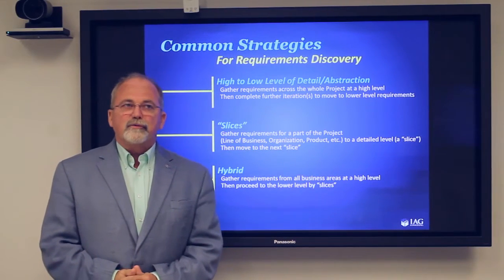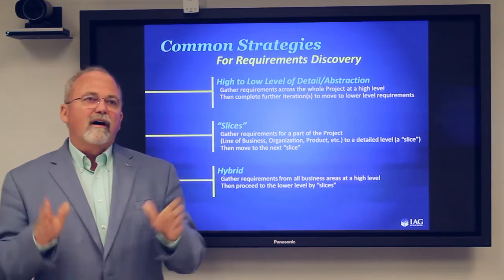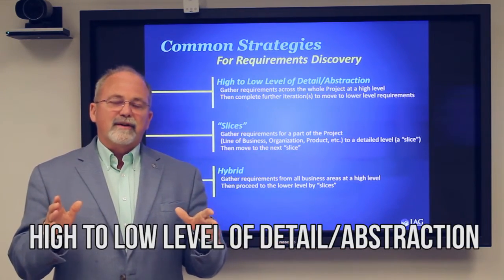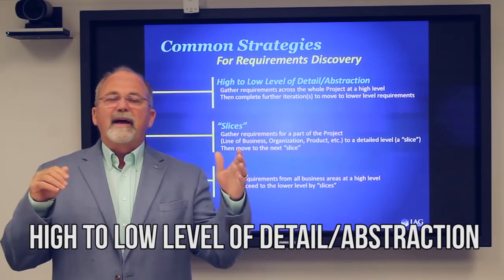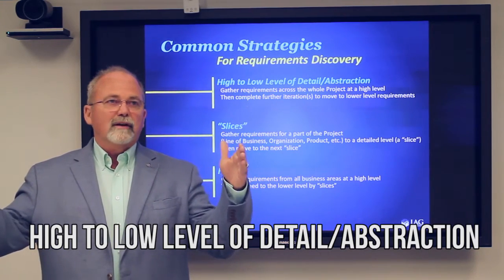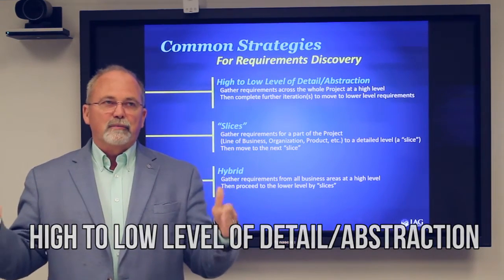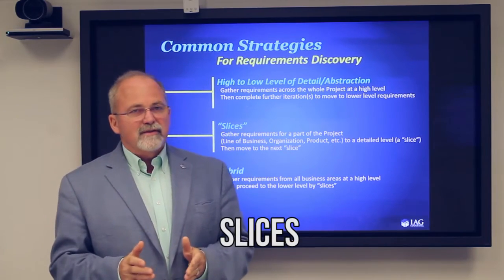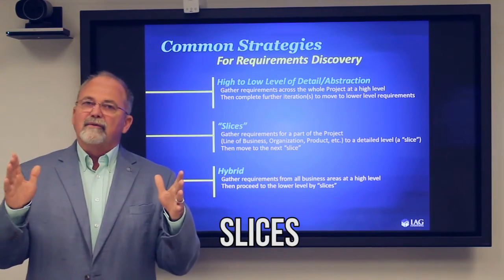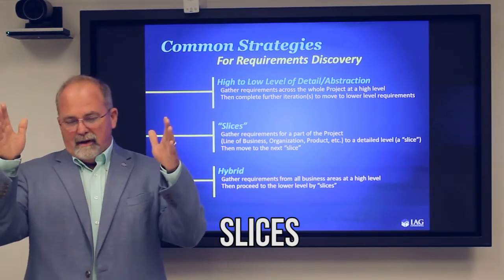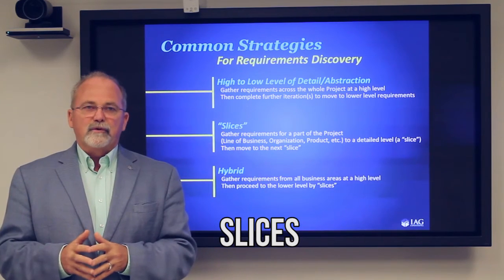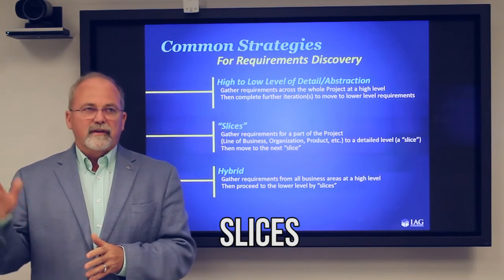So, some common strategies for requirements discovery. I can use a high to low level of detail abstraction. So gather requirements from end to end of the project at one level and then iterate down through the project. I can do slices. So I can take a subset of those use cases that we described, go from end to end for those use cases, and then move on to the next group.